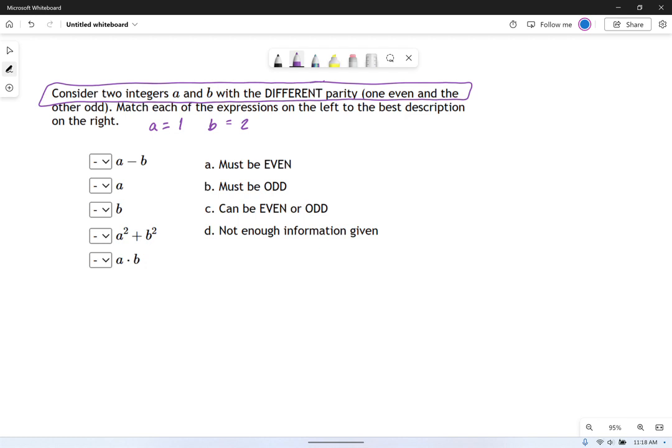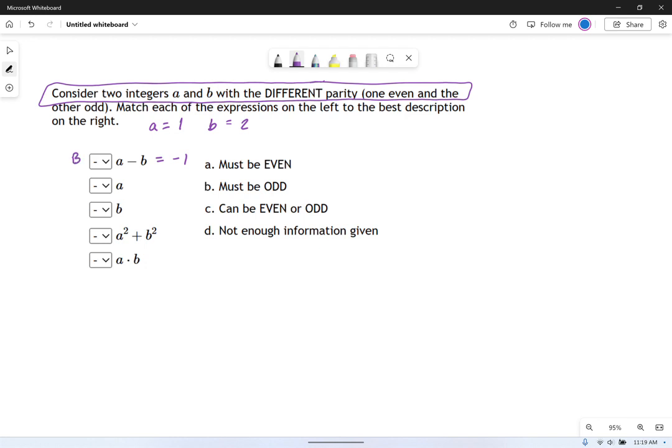Of course, there's exceptions to that, but let's just work through this and see what happens. So a minus b equals what? Well, a minus b equals, according to the numbers I picked, -1. That's odd. So that one must be odd.